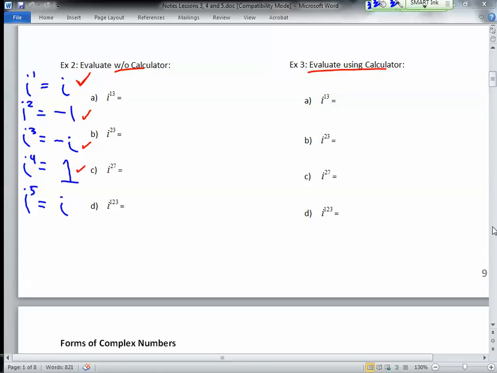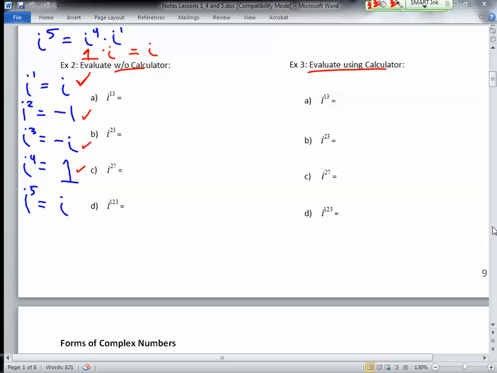I to the fifth is going to be equal to I to the fourth times I to the first, right? And I to the fourth is going to be equal to positive 1, and I to the first is just I. So 1 times I equals I. And you see how it would start over repeating again?